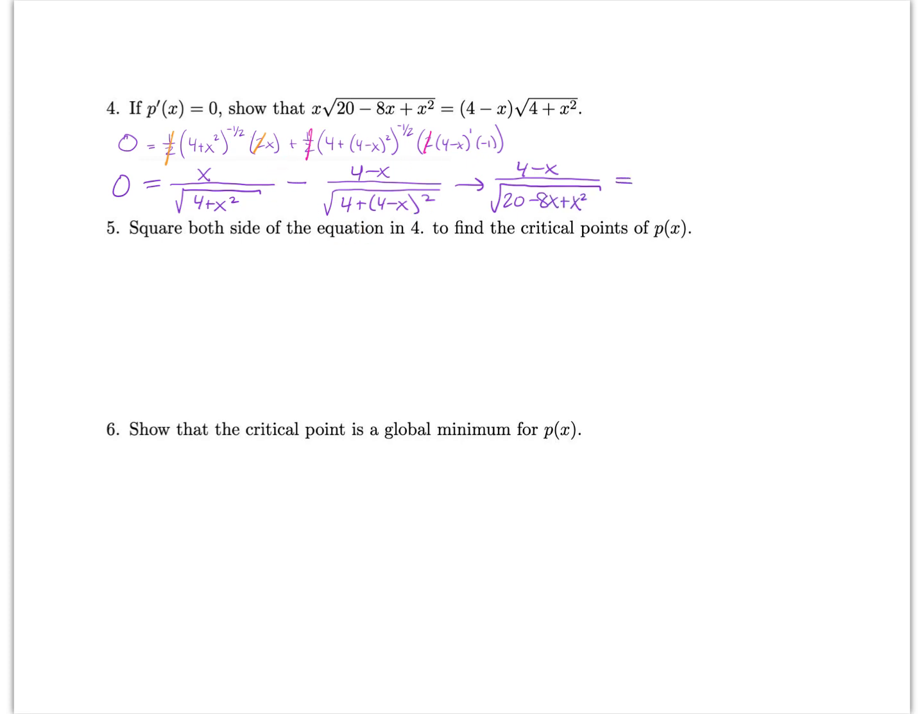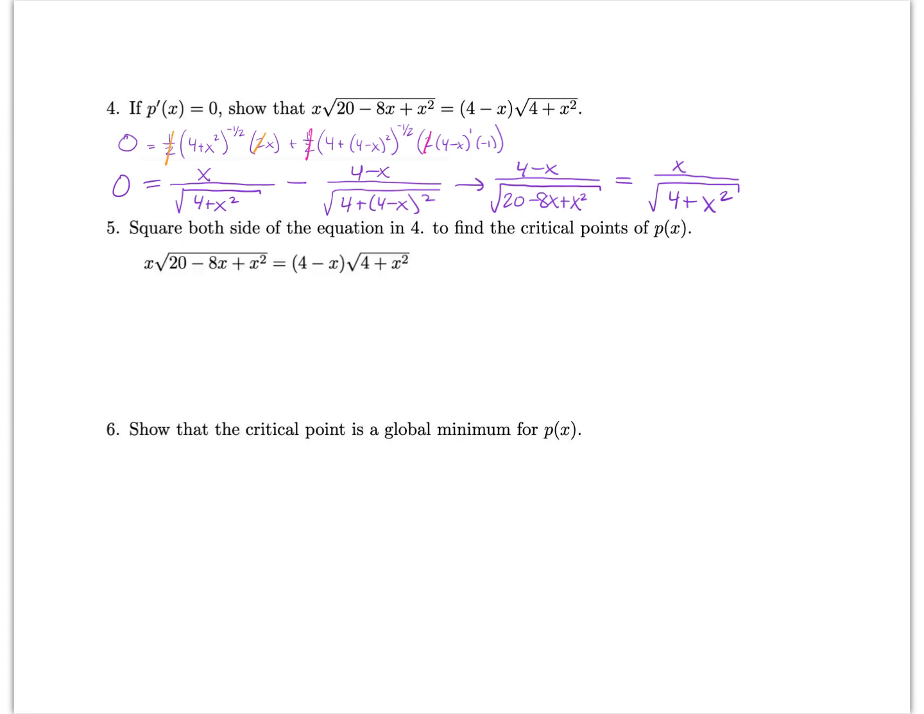So that is this whole term. I moved it to the other side, and I just simplified what was under the radical. This term just stays exactly where it is and how it is. And I have x over square root 4 plus x squared. And then finally, I can cross multiply these two fractions. So I have 4 minus x times radical 4 plus x squared, and x times radical 20 minus 8x plus x squared, which is exactly what I was supposed to end up with.